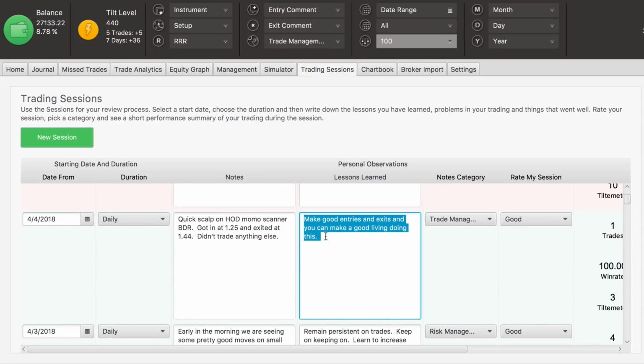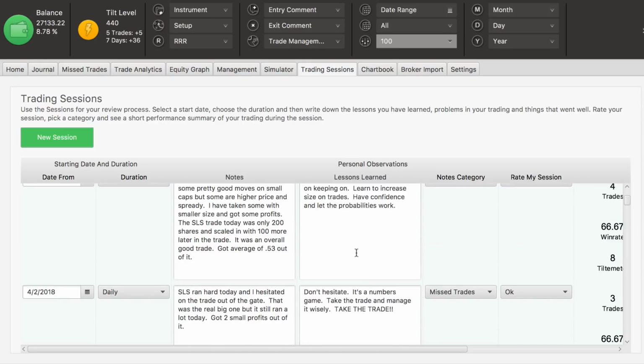He's reminding himself and giving himself reassurance that he just has to stick to his entries and exits, and everything will turn out okay. Don't hesitate. It's a numbers game. Take the trade and manage it wisely.